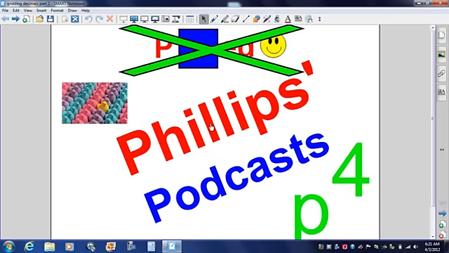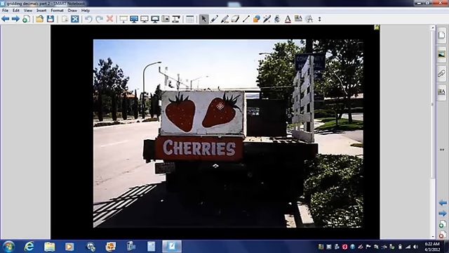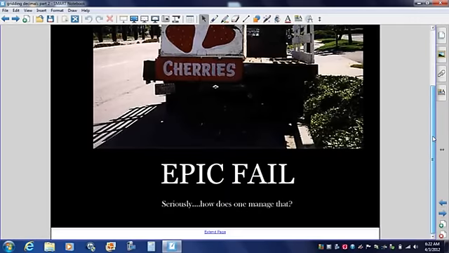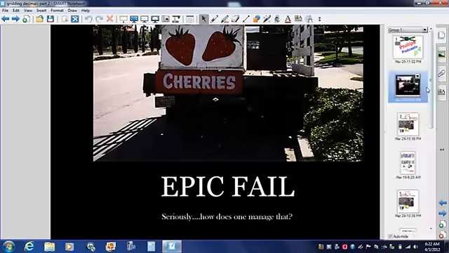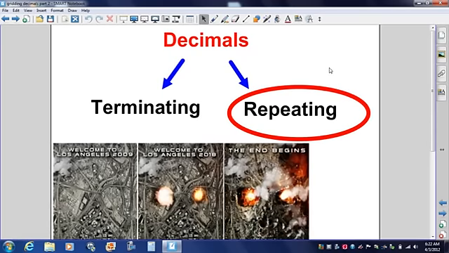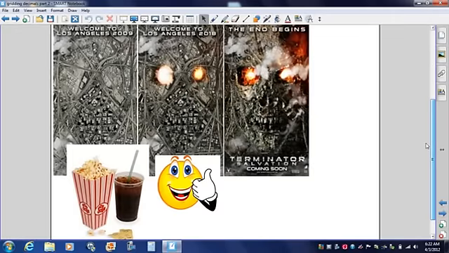We continue our epic, huge series on gridding for the FCAT because we don't want you to be like this. Just take a look at the picture right here. Now let's see what they have below. Nice. In our last podcast, we talked about repeating decimals and how to grid in repeating decimals. There's also something called terminating decimals, like the movie The Terminator. I'll be back. Excellent movie.